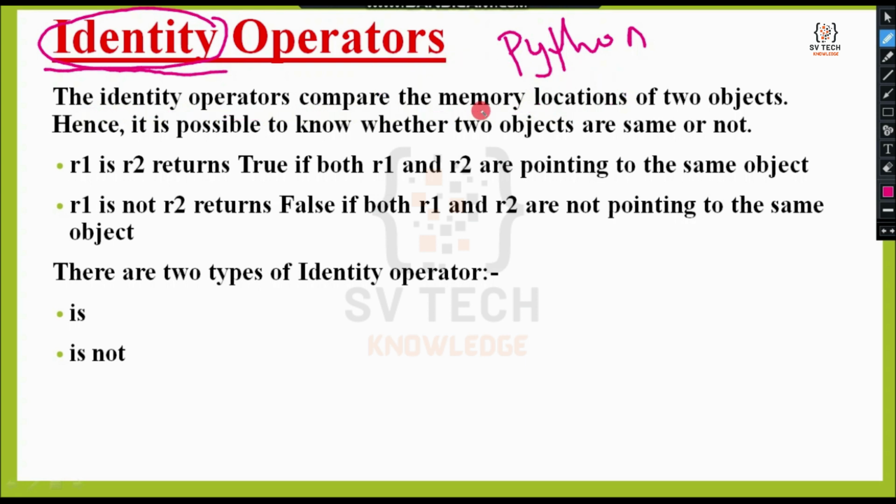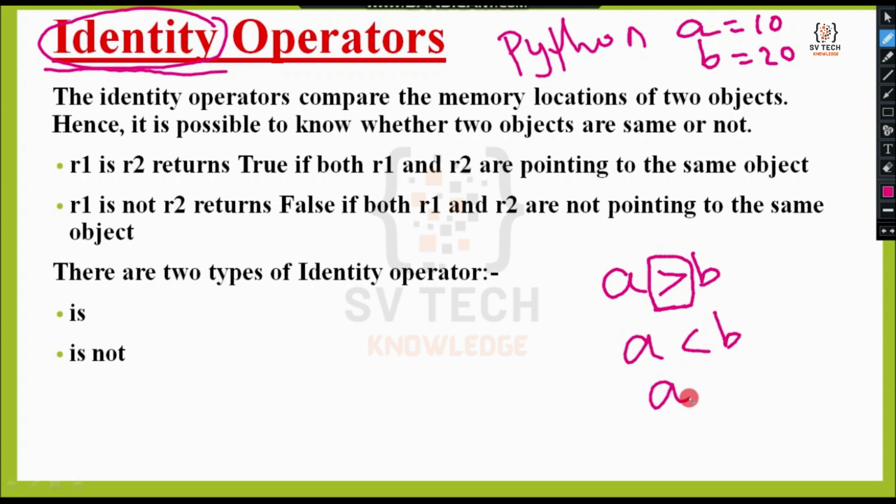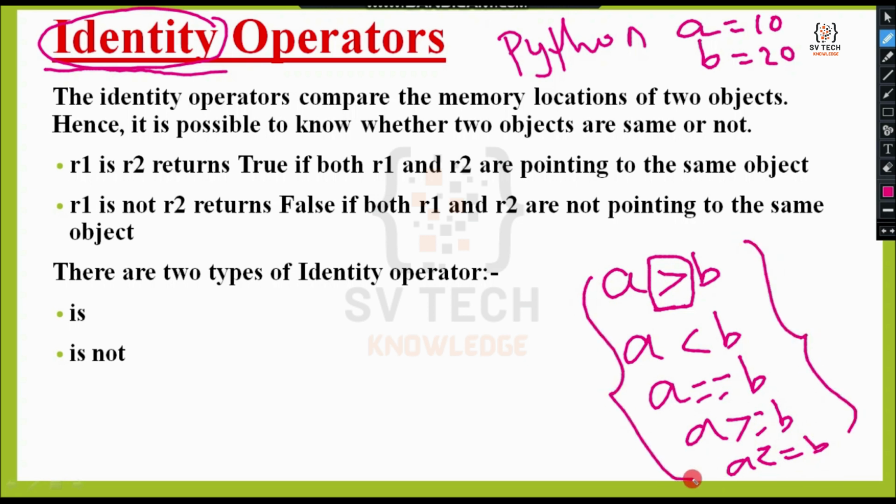Here we know that the comparison operator checks the values. Suppose I have a equal to 10 and b equal to 20. So what does the comparison operator do? It checks whether a is greater than b, a less than b, a equal to b, a less than or equal to b, a greater than or equal to b. Like this, operations will be performed by comparison operators based on the values.